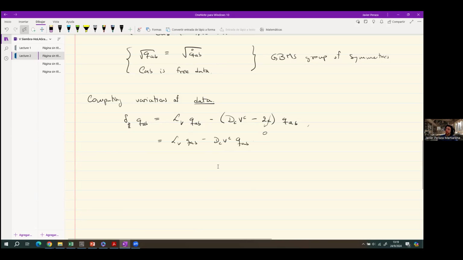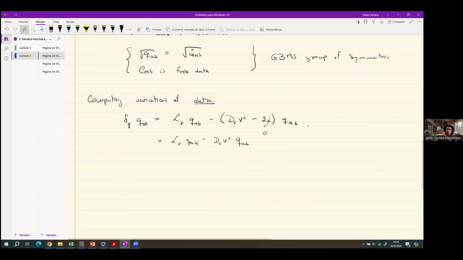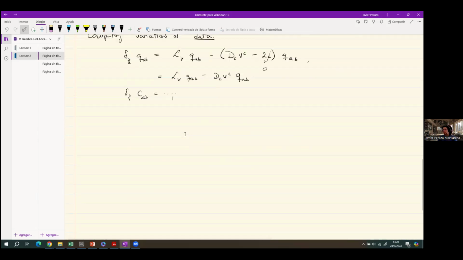UAB, okay? And this variation of the metric, if we take the round metric to be fixed at infinity, this will turn out to be 0, and therefore we are going to have what is called the conformal killing fields. Conformal killing fields satisfy this equation. Good. And one can also compute variations of CAB. And those are kind of some convoluted expressions, which we are not going to discuss any further. You can see it in the notes.